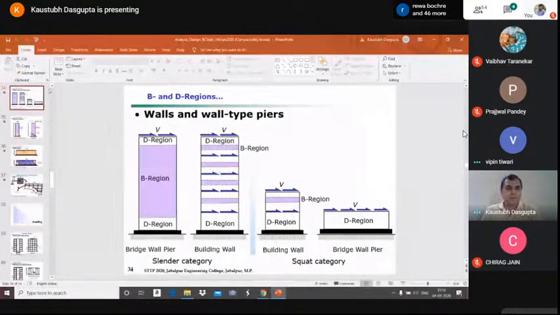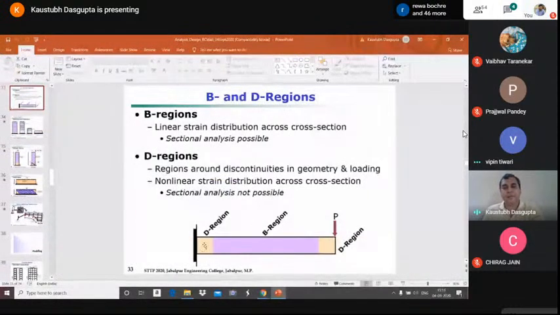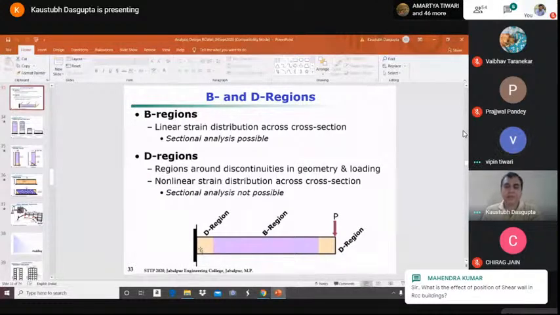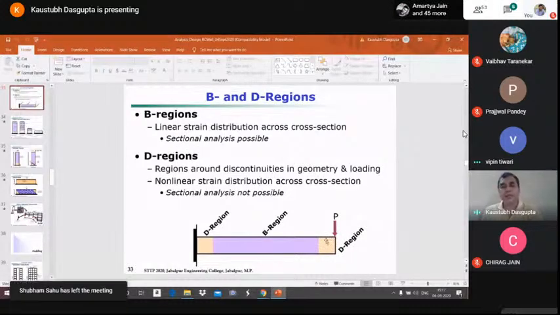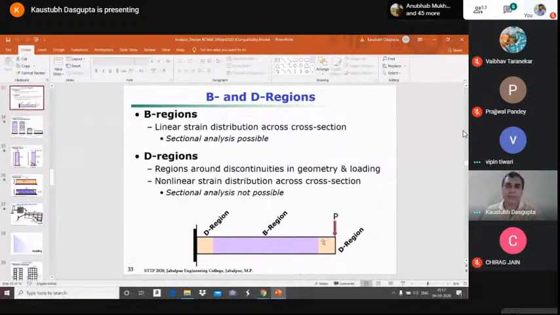So generally, if you look at a typical reinforced concrete beam, the extent of the D region from the support is approximately the same as the depth of the beam. So this is the rough guideline. If you look at the region near the load application, where the load is applied, generally this extent is say d by 2 to d by 3, where d is the depth of the beam, right?